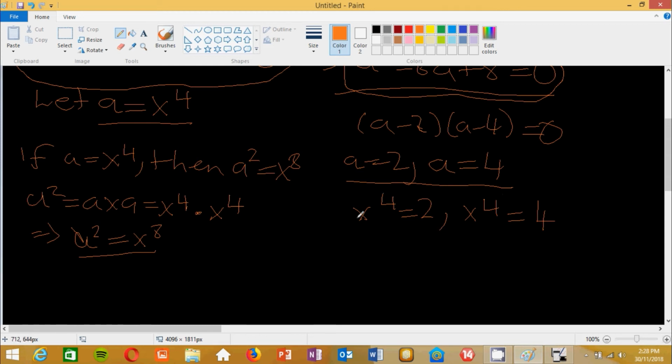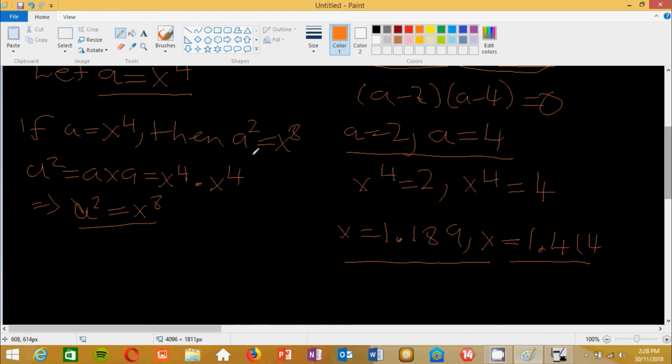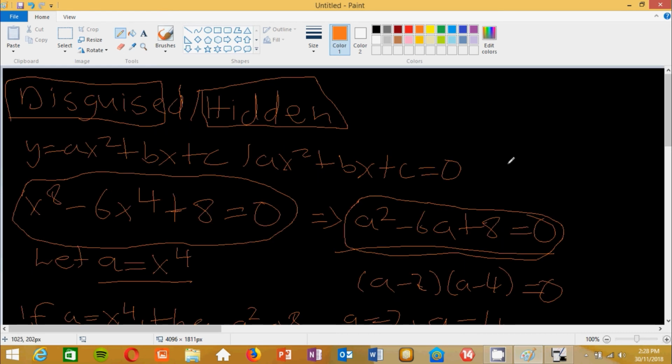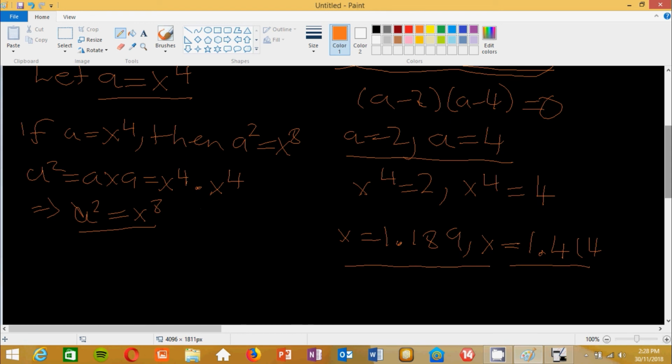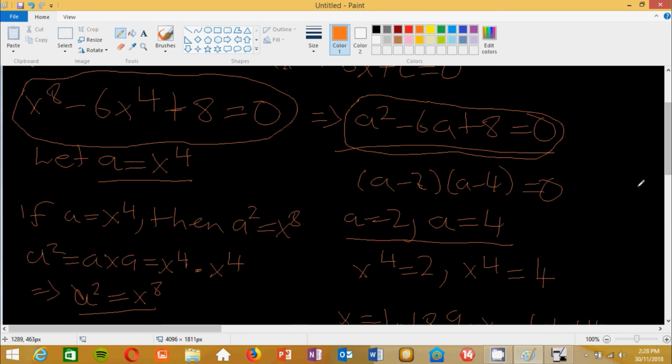And from here, you take the fourth root, both sides, to make x the subject of the formula. And you're going to get x is equal to 1.189 and x is equal to 1.414. And this is one solution, this is another solution. So x is equal to 1.189 and x is equal to 1.414, and you can plug these back into the original expression to see that they confirm the answer. So this would be the solution to this equation.